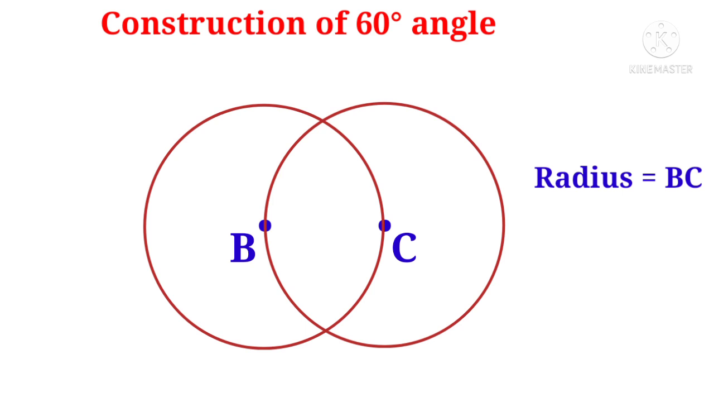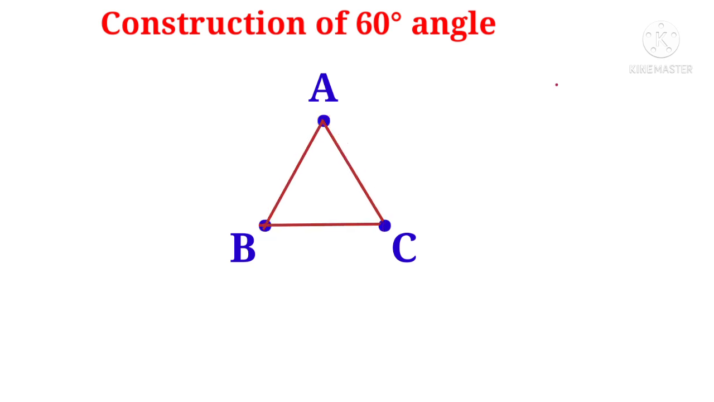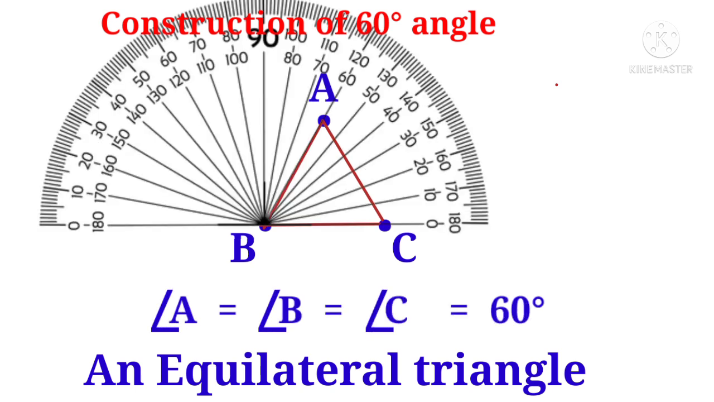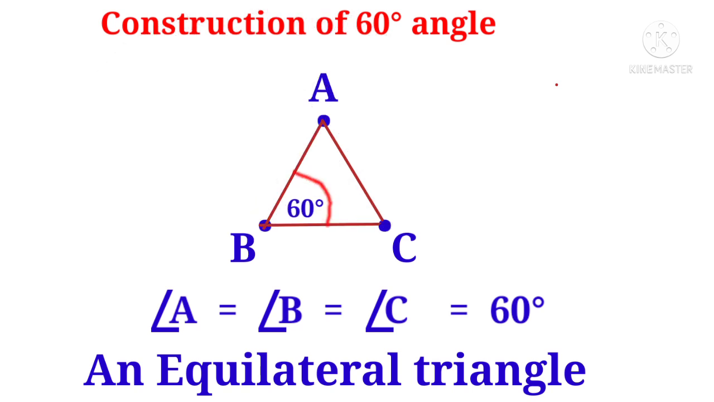Now let us denote the intersection of the circle at point A. Now join AB, BC, AC. Observe that it is an equilateral triangle. All sides are equal. And also observe that all angles are also equal, that is 60 degrees. So this is the way of construction of 60 degrees angle. We are using equilateral triangle. For this, we are taking two circles which passes through one center of the other.